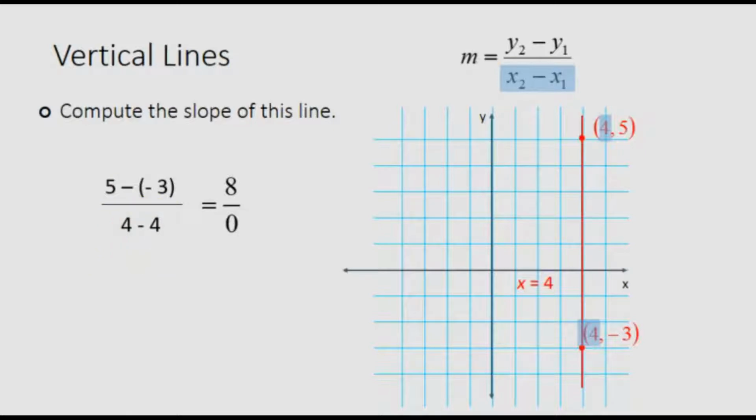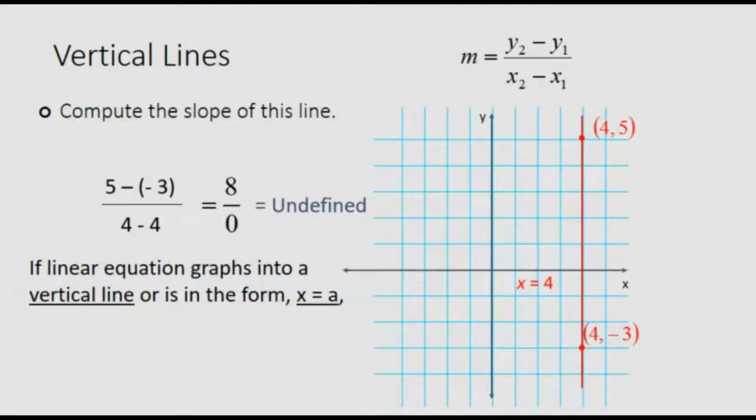And here's where we have an impossible situation. 8 divided by 0 is not possible, and in the math world, we call this undefined. If we have a linear equation that graphs into a vertical line, and this equation x equals 4 was the example that we had, which is in the form of x equal to a constant. This was one example, but the slope of all vertical lines will always be undefined.